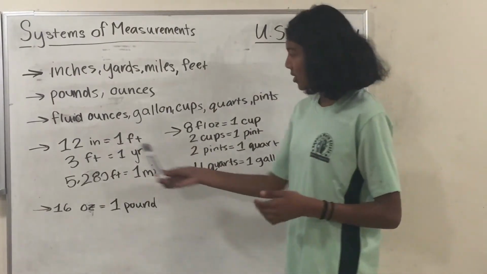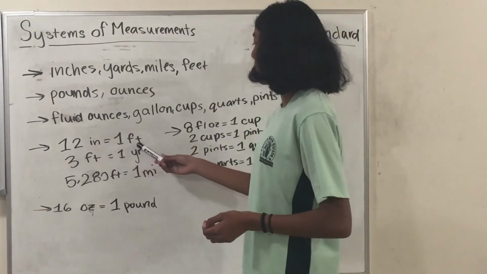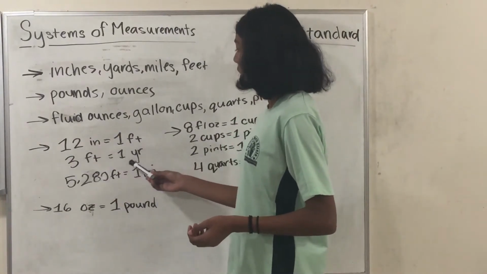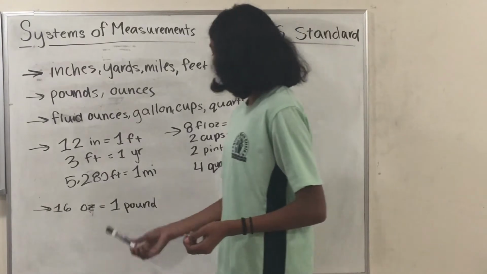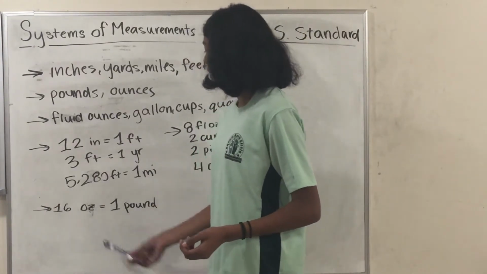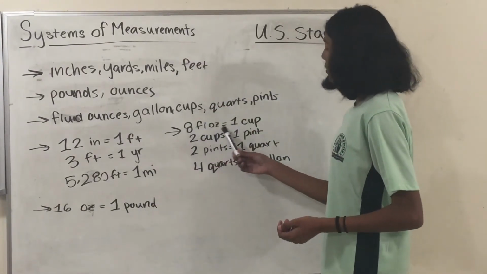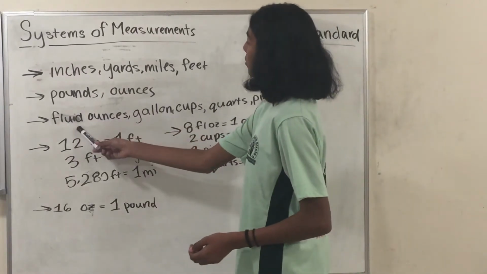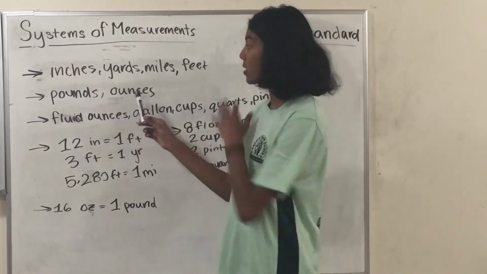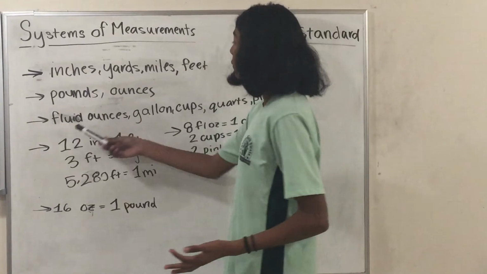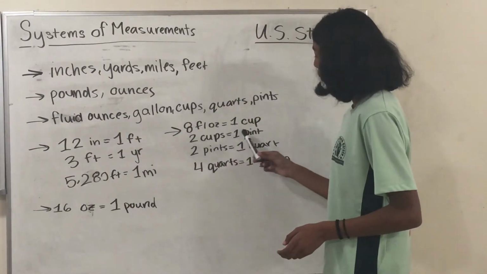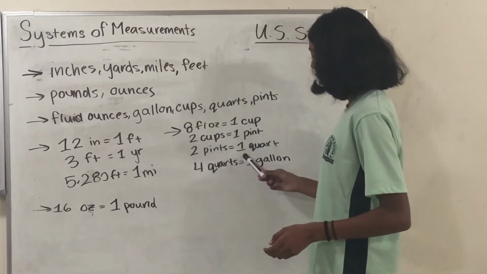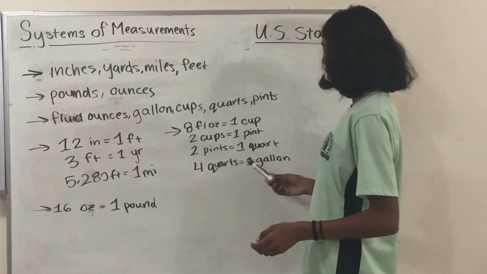Anyways, here are some conversions. 12 inches make up a foot. 3 feet are in a yard. There are 5,280 feet in 1 mile. In 1 pound, there's 16 ounces. There's 8 fluid ounces in 1 cup. Fluid ounces and ounces are different. Just ounces is for weight, and fluid ounces is for volume. 2 cups make up 1 pint. 2 pints equal 1 quart, and 4 quarts equals 1 gallon.